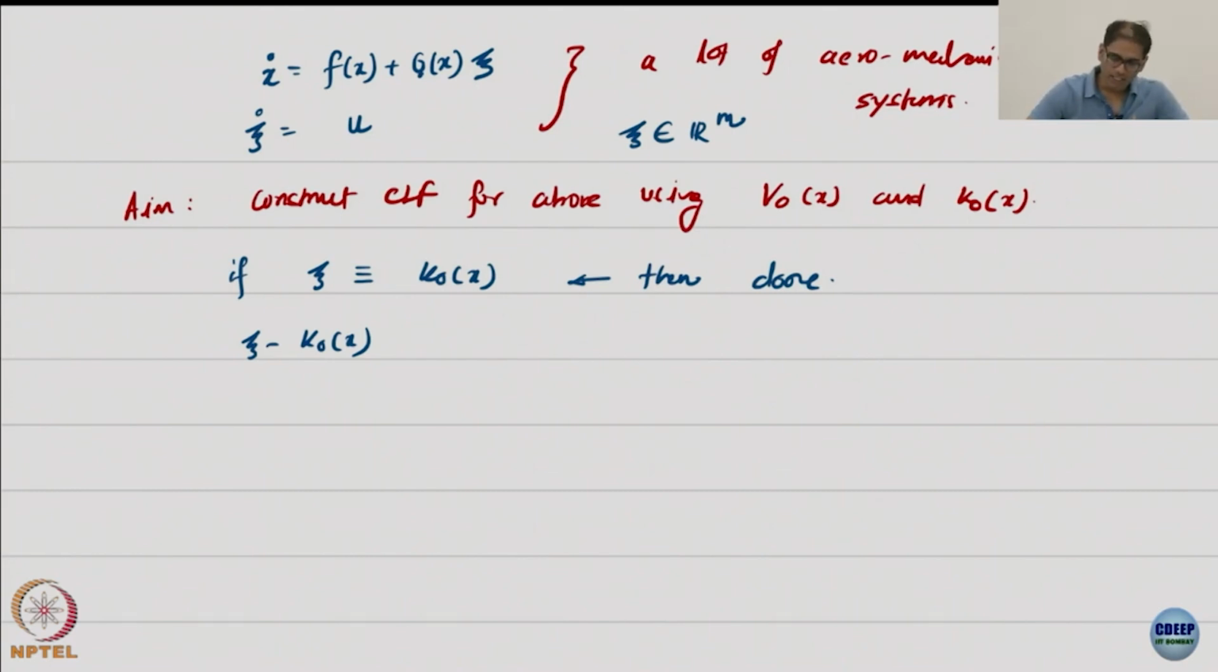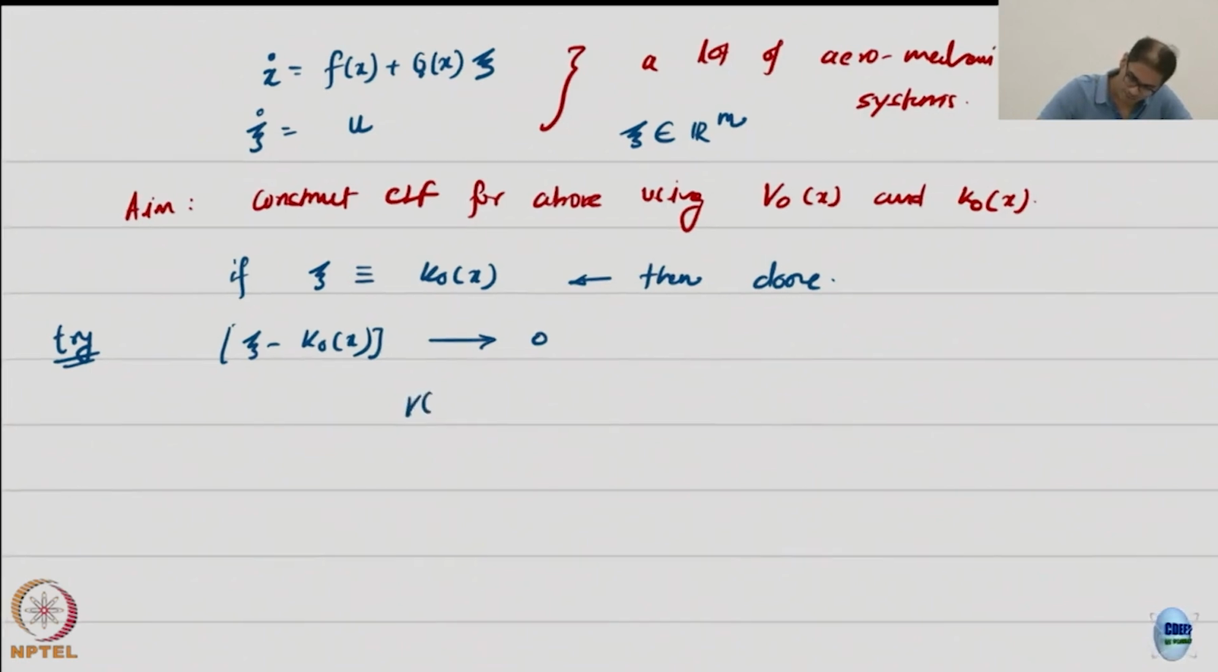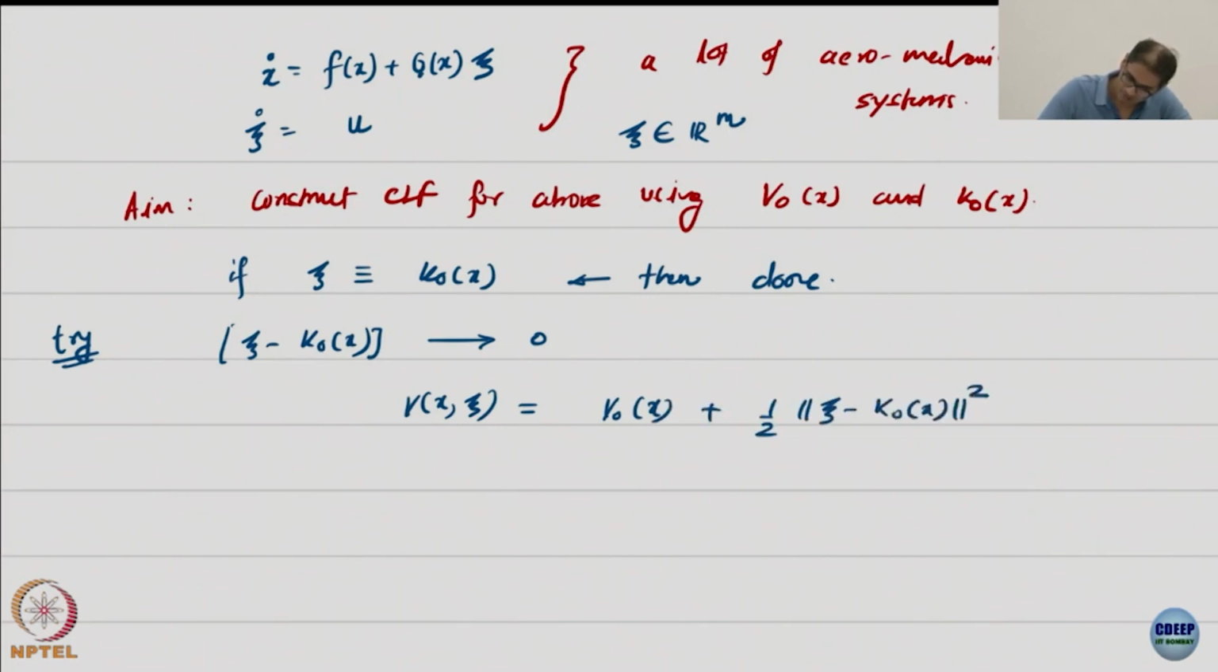So we cannot make sure that psi is actually equal to K0(x), but what do we do? We try to drive this error state to 0. So try that this happens. And how do I try that? I construct a new V(x, psi), which is V0(x) plus half norm of psi minus K0(x) squared.